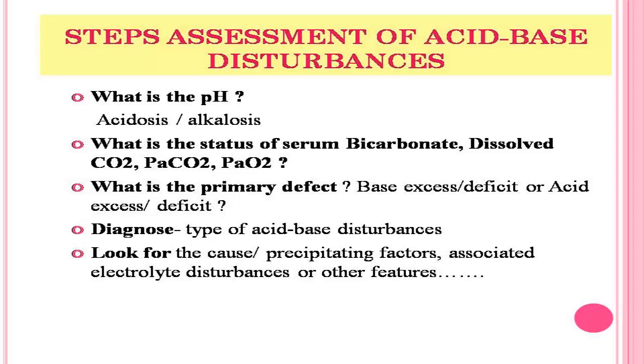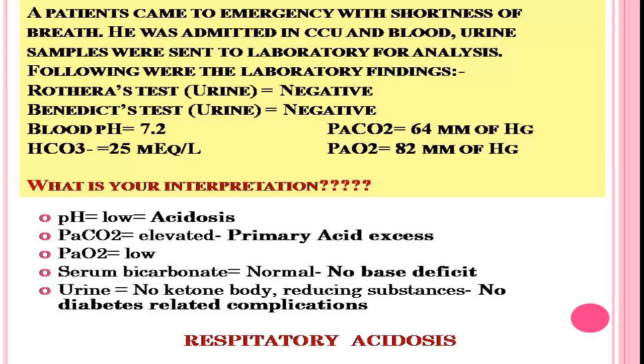Now next, I am going to the case proper. In the exam you will be given this type of chart and you have to diagnose and face the viva questions from these charts. So the first chart states that a patient came to the emergency with shortness of breath. He was admitted in CCU and the blood and urine samples were sent to the laboratory for analysis. The following were the laboratory findings.